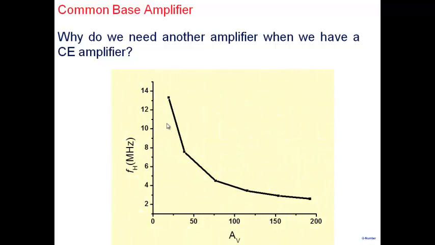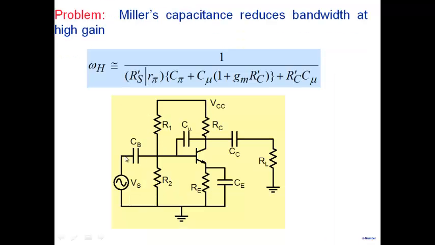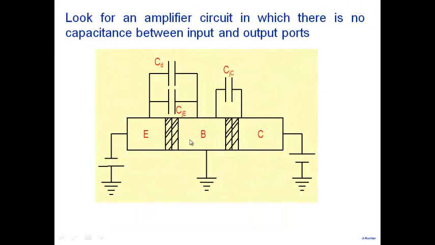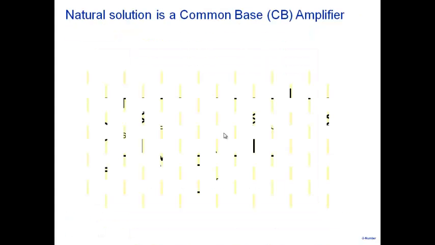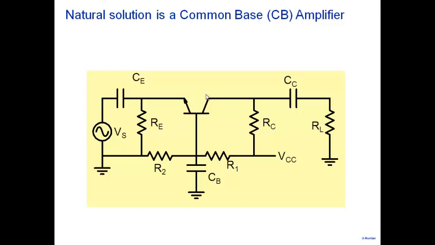Okay. All right, so the problem that we are trying to address is that my upper cutoff frequency falls sharply with gain, and one of the reasons is Miller's effect. This C mu gets multiplied by the gain of the amplifier. So that's the problem that we are trying to address here. And we said, look for an amplifier with no capacitance between the input and the output, and that is hinting towards a common base amplifier, where we apply a signal to the emitter and we take it out from the collector as usual.